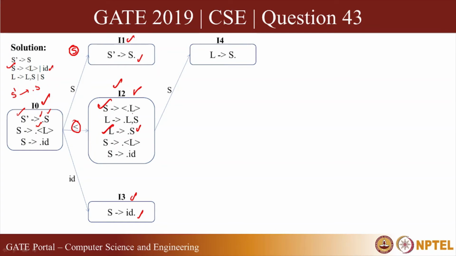L goes to S, right? So we can simply parse it. There is nothing after the dot, so it is a simple one. Okay, we have parsed it, so we got I4. Next, we can parse L.